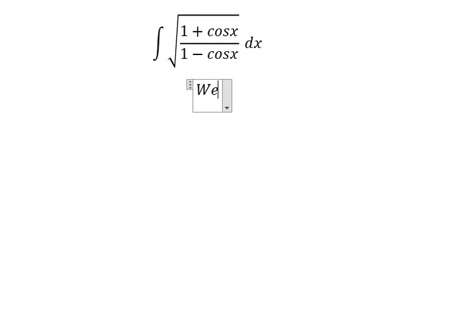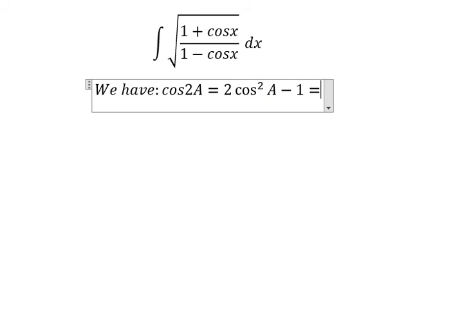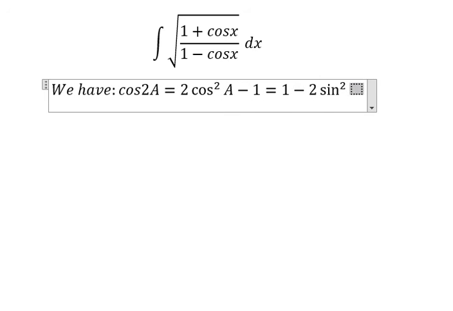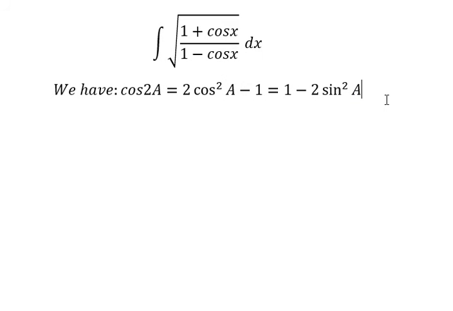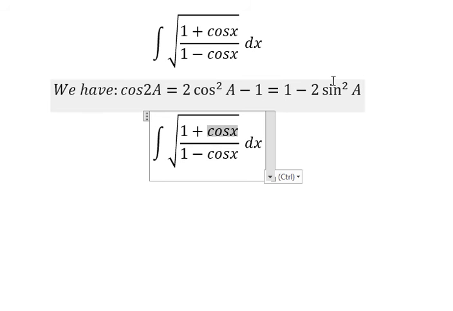We have the formula in here. That's about cosine 2a equals 2 cosine squared a minus 1. And this one equals 1 minus 2 sine squared a. So I will change this one to this one, similar for this one, for this one.